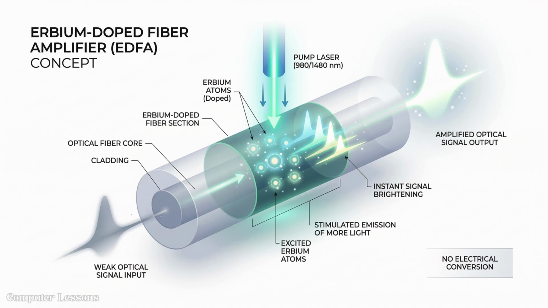It dopes a section of fiber with the element erbium. When a weak signal hits the excited erbium atoms, they release their energy as more light, instantly brightening the signal without converting it to electricity.